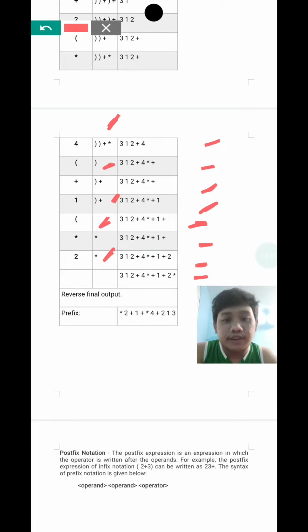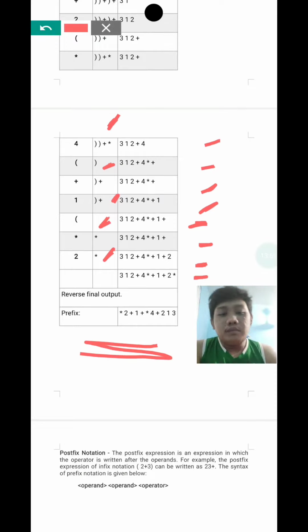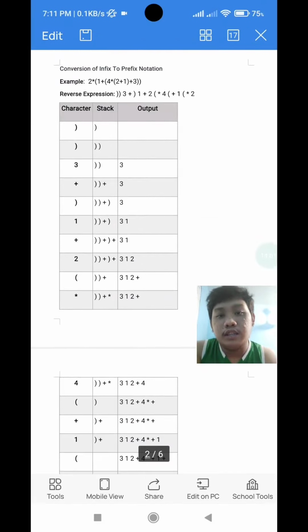Next is to reverse the final output, and our prefix now is times 2 plus 1 plus times 4 plus 2 1 3. This is our prefix notation from the expression 2 times parenthesis 1 plus parenthesis 4 times 2 plus 1 plus 3 closing parenthesis.